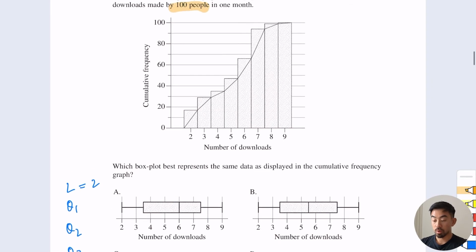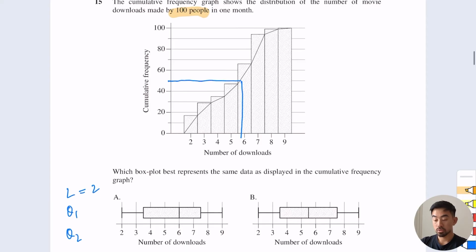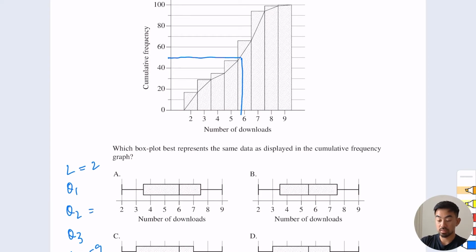Okay, now my Q2, or my median, is going to be in the middle between 0 and 100%, so that's 50%. So I draw a line until it hits the ogive, never sure how you actually say it, but you hit that line and go down. So that is going to be 6.